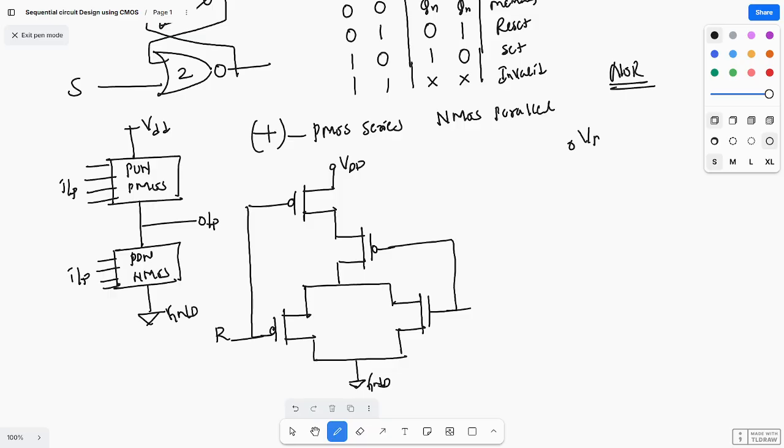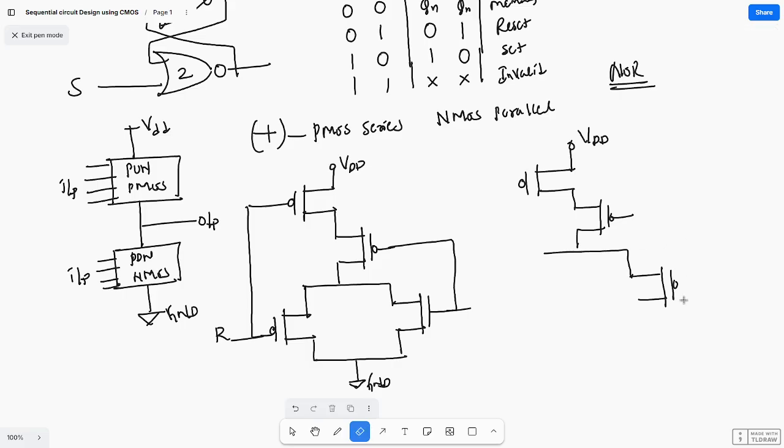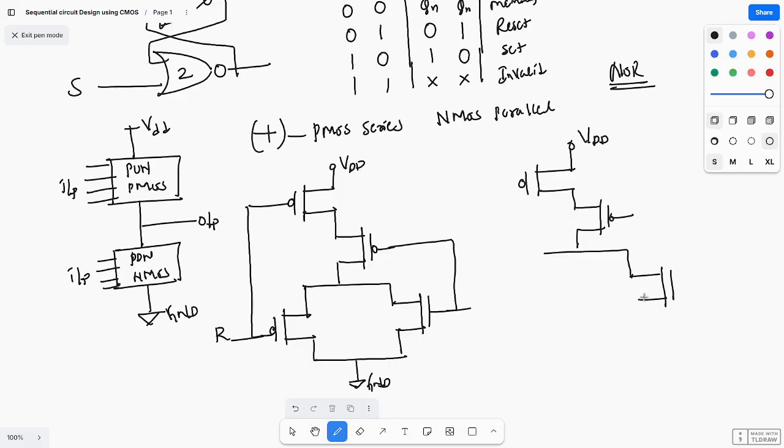So VDD, and PMOS is in series. This is a plus operator, OR operator. So this is in series. And next, here this one will be parallel. Oh, sorry, this is NMOS. This is NMOS, and this is parallel, and this is connected to VSS, ground.